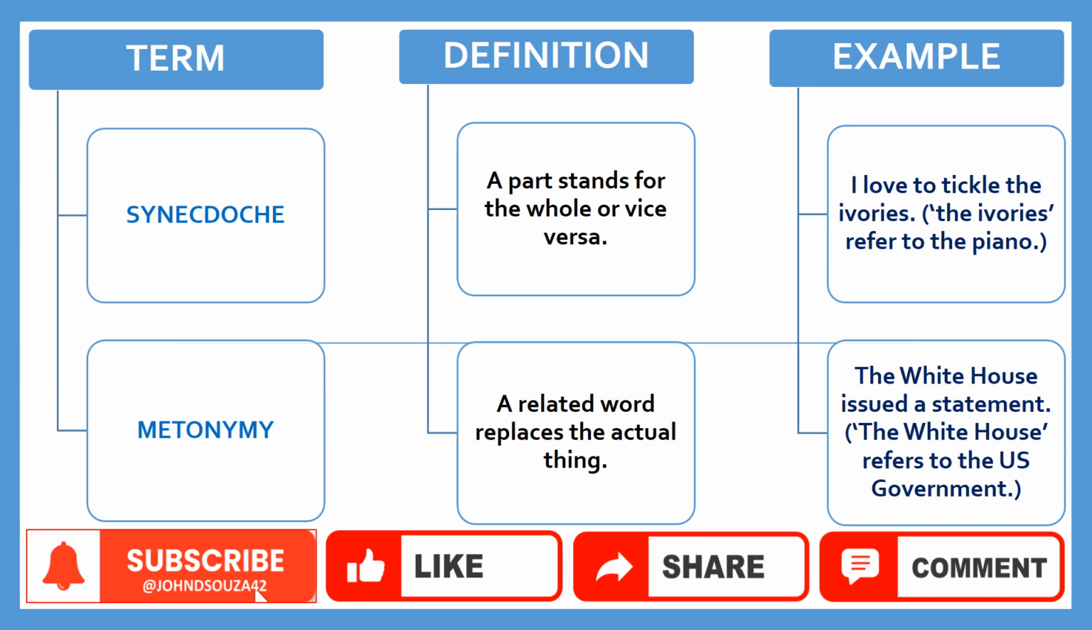Let's identify the similarities and differences between synecdoche and metonymy. Synecdoche and metonymy both involve a substitution, but synecdoche replaces a whole with a part or vice versa. Example, ivories for a piano, while metonymy uses a related term to represent something else. Example, the White House for the US government.